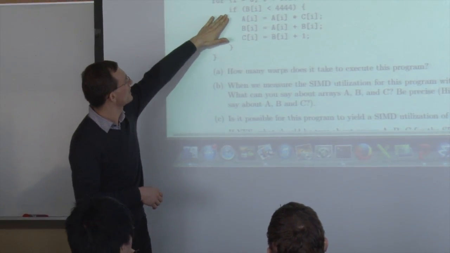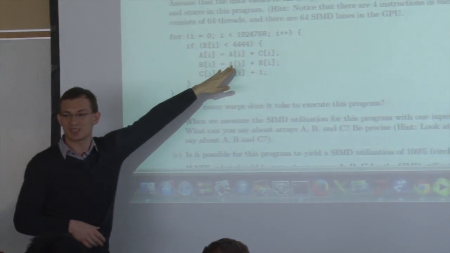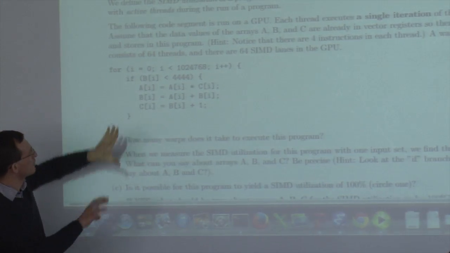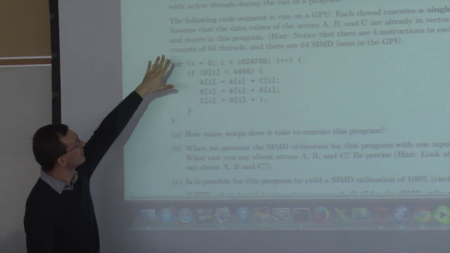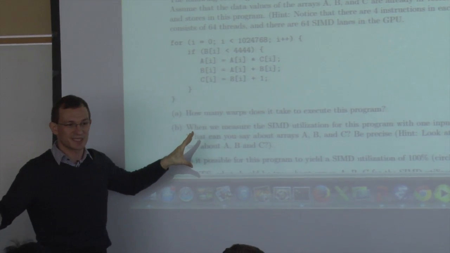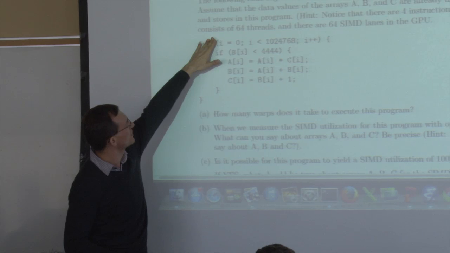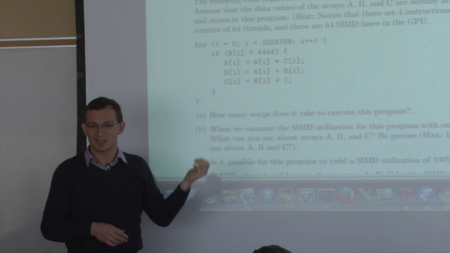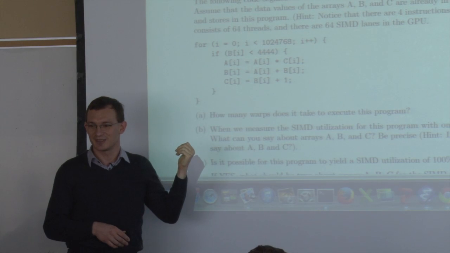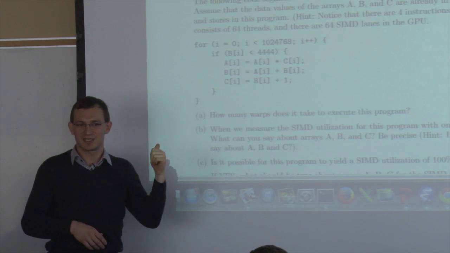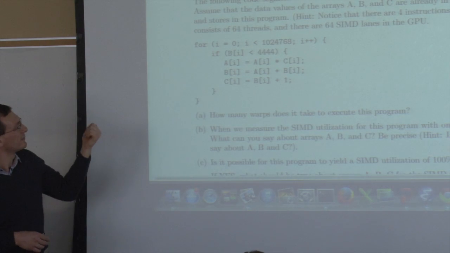If you look at the code, you have 1 million iterations, and each one is a thread. That's what we told you over here. So you have 1 million threads, and a warp consists of 64 threads. So the answer is really easy: the ceiling of that divided by 64.